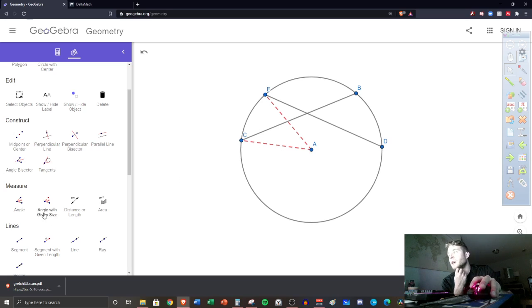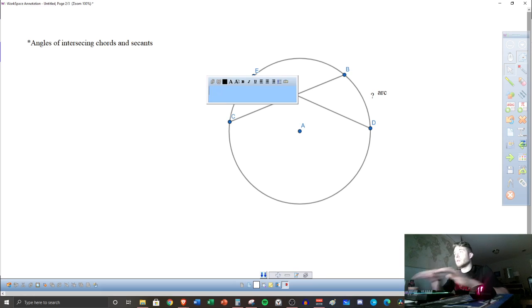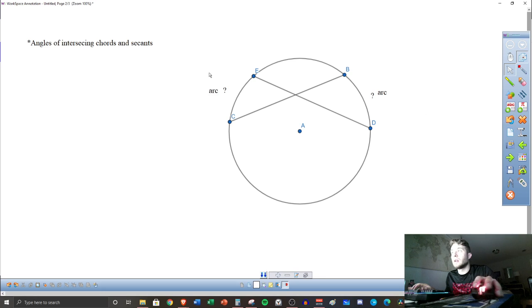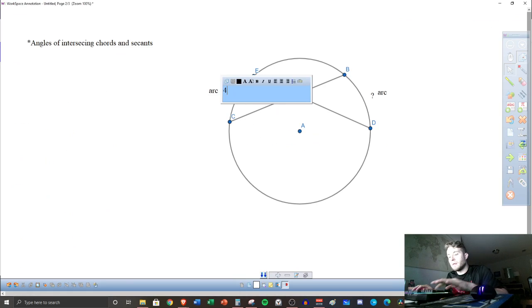So let's measure this angle CAE, okay? And what we get is 41.9 degrees. So I'm gonna make that red as well. Let me undo here. I can change this, maybe I can't. Okay, 41.9 degrees. So we'll start there, 41.9 degrees. Okay, now we're gonna look at the other one over here.